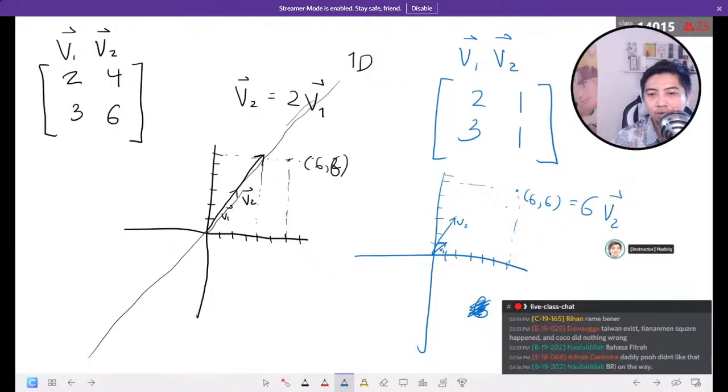Maybe we need to use another example. For example, 4, 1 maybe is over here. So let's say we have 4, 1. How to draw 4, 1 from these two vectors? Can you help me? Let's say that I want to target this vector, 4, 1. How to represent this 4, 1 with this V2 and V1?